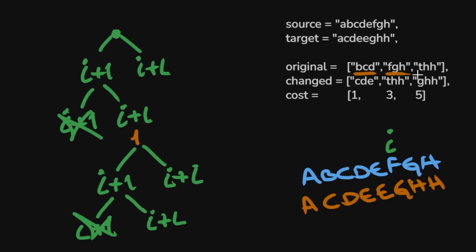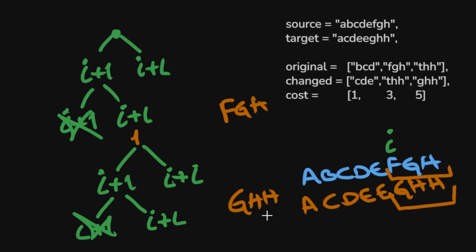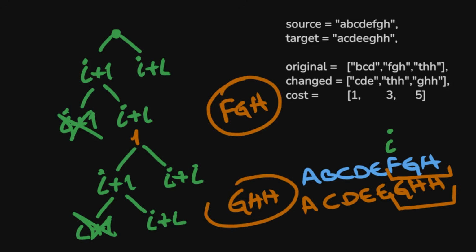Here every string has a length of 3, so we only have to try one change, meaning we can try substrings of size 3. So we take a substring of size 3 from the current index, and we need to reach a substring of size 3 from the current index in the target. So we need to go from F, G, H to G, H, H. This is the source, this is the destination.